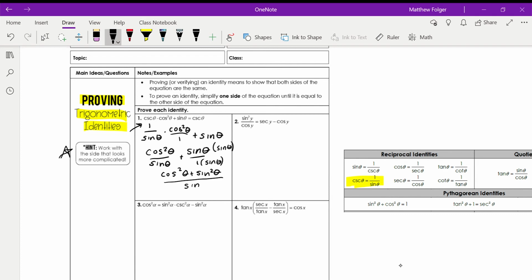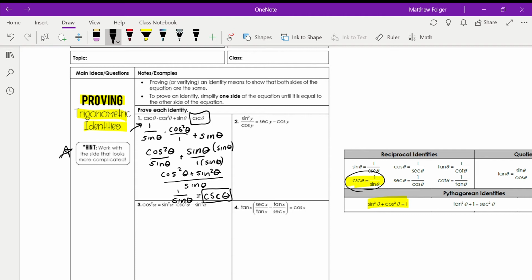sine theta. Now hopefully what you recognize here is that the top of this is one of our trigonometric identities. Cosine squared theta plus sine squared theta equals 1. So I can change this to say 1 over sine theta, which is equal to, we said in the beginning, cosecant theta. Notice what we got here. When we simplified this, we got that. So proving trigonometric identities is no different than just simplifying, except you're given the answer.